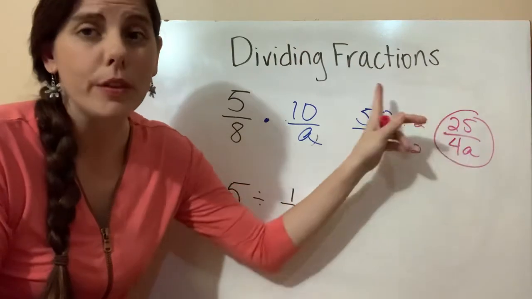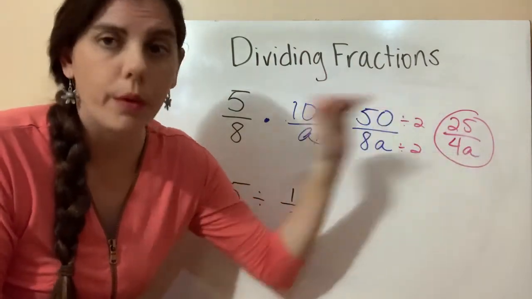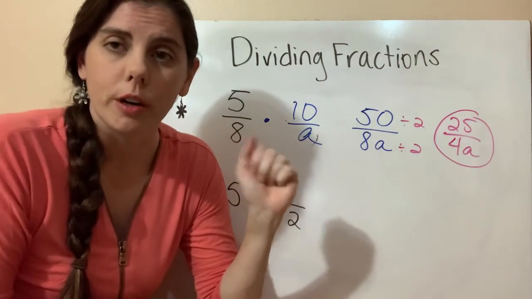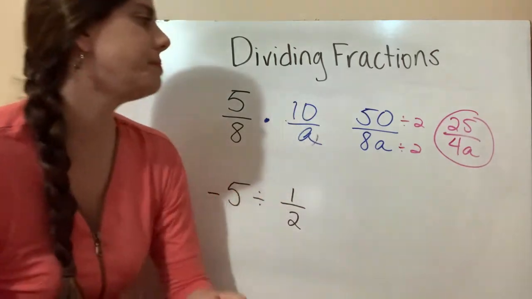Again, even though that number on top, the numerator, is greater than the bottom, we're okay with improper fractions for algebra. So you can just leave it like this. You don't need to put it in a mixed number.